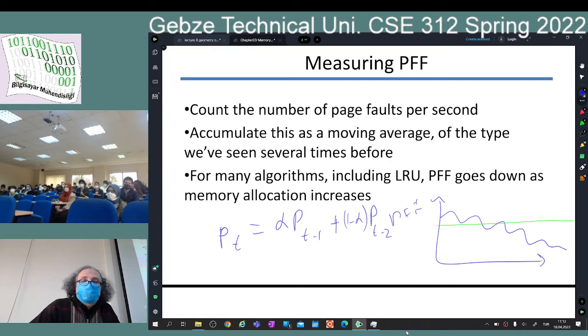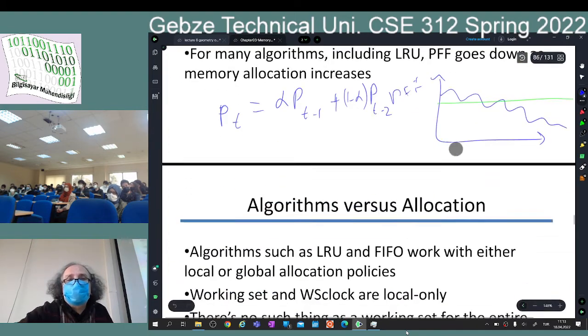Also, putting the whole graph inside your page table takes lots of time and takes lots of space. I don't want to do that either. So just keep a number, the recent PFF value, okay? But that PFF value should be a running average of the instantaneous PFFs of the process. Okay, that's how we measure the PFF values.